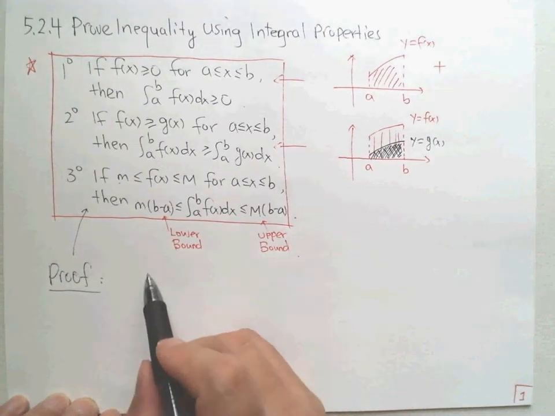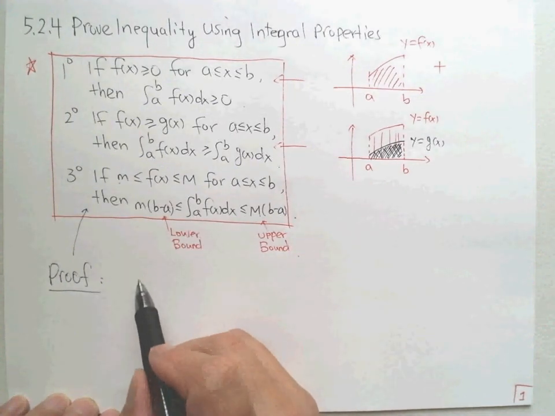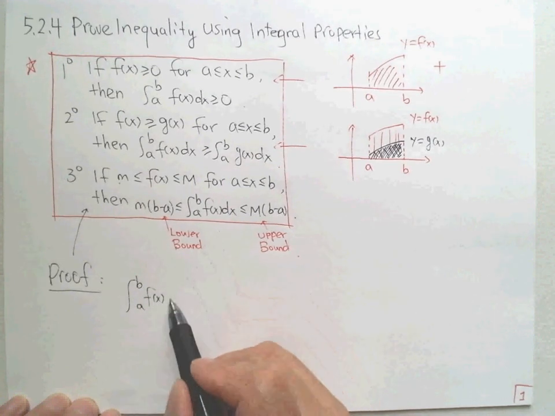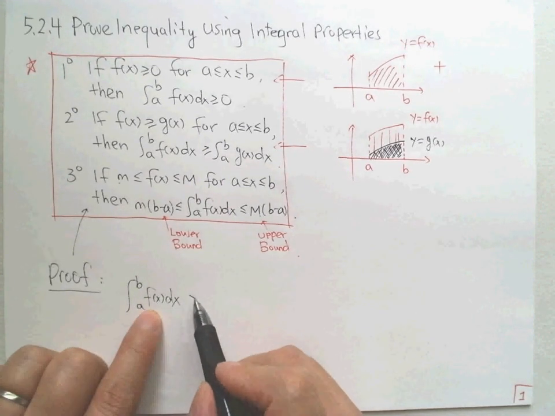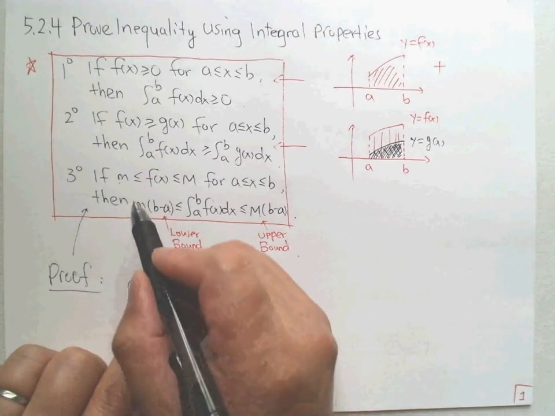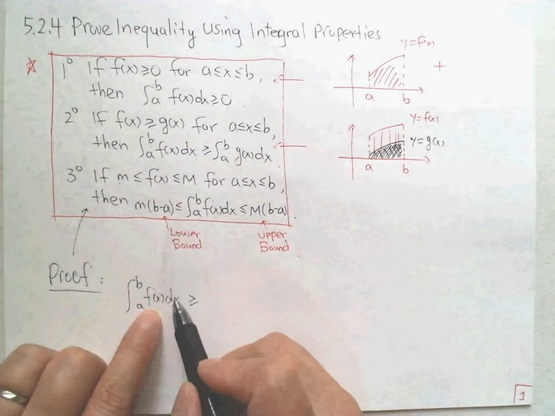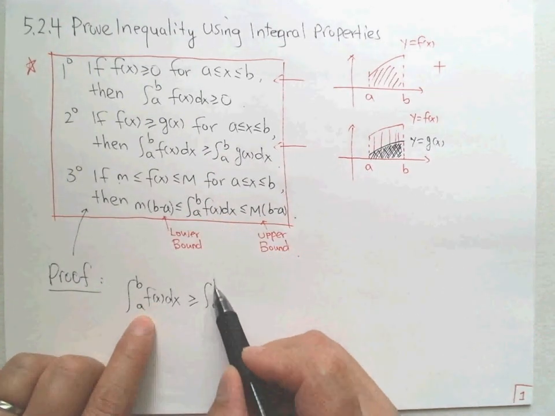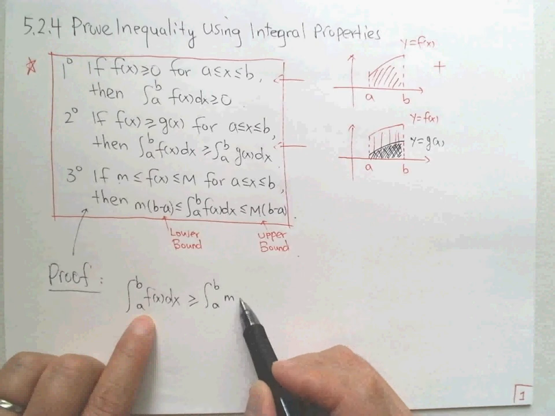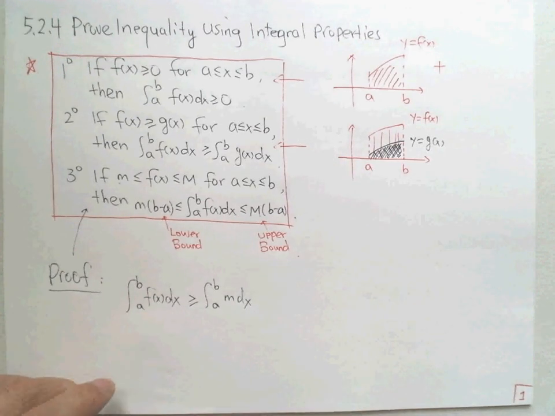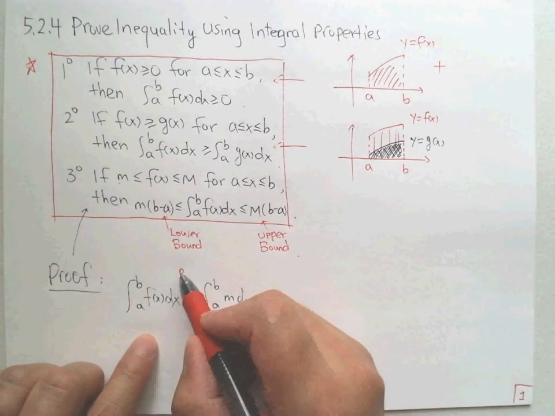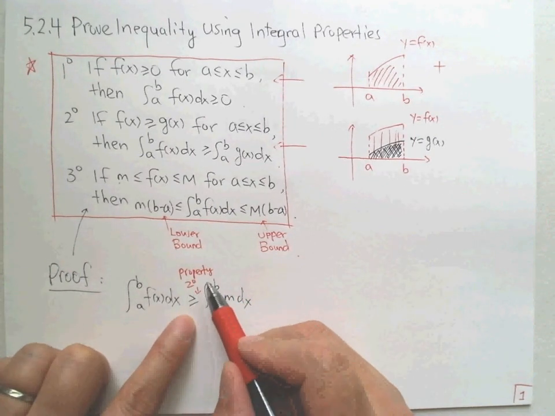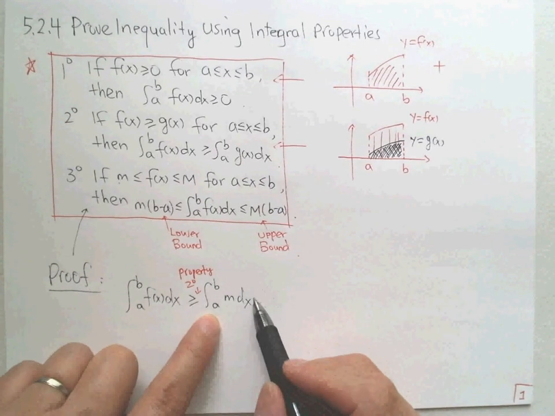So what is the left? I'm going to do this: the integral from a to b of f(x) dx should be greater than or equal to the integral of g. This time g is m, right? So this is greater than m, so we can put lowercase m here, right? So this the first is property 2. Okay, this is property 2. So we can find this definitely, and then of course you know how to do the calculation.